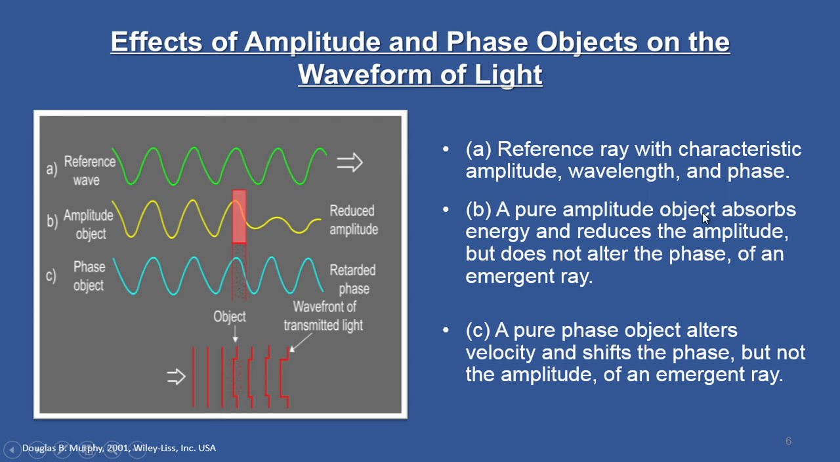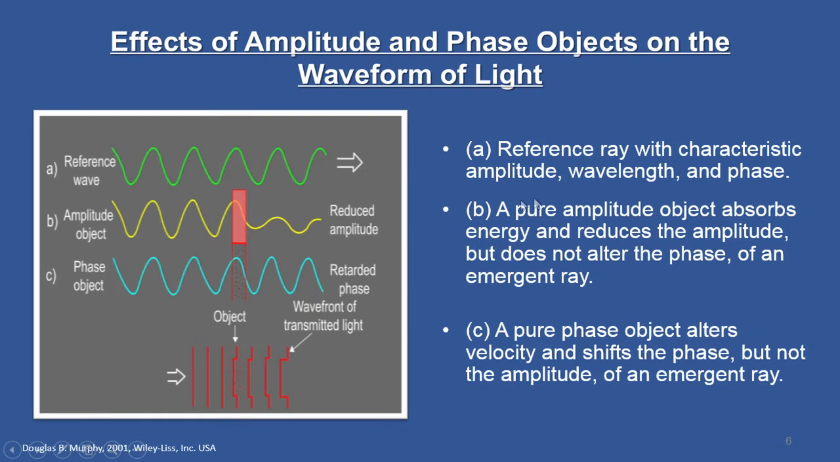A pure amplitude object absorbs energy and reduces the amplitude, but does not alter the phase of an emergent ray. That is B. A pure phase object alters the velocity and shifts the phase, but not the amplitude of an emergent ray. So this understanding is very important in order to get the concept which we are going to see in the phase contrast microscopy.